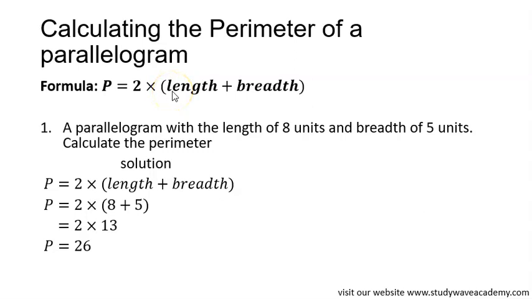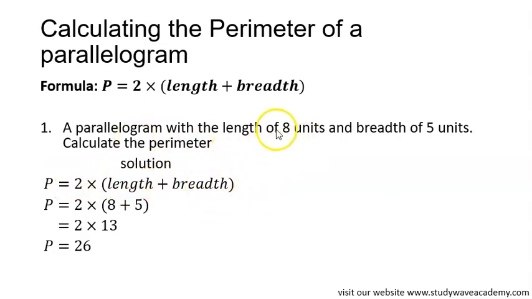So let's look at an example to use this formula, okay? A parallelogram with a length of 8 units and a breadth of 5 units. Calculate the perimeter. So we are going to be using this formula, P equals 2 times bracket length plus breadth bracket close.